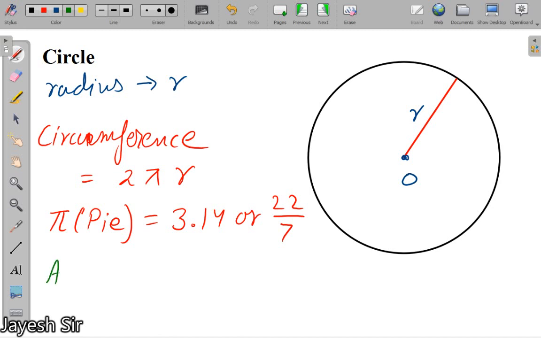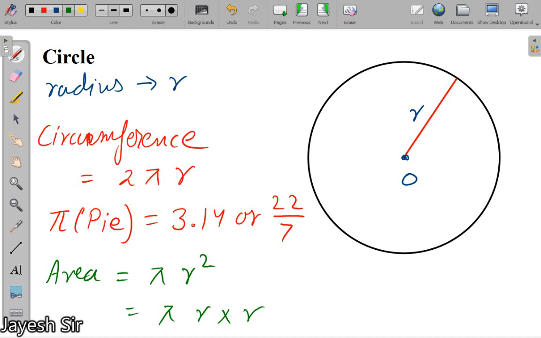Second is area. The area of a circle is pi r square. r square means r into r, that is pi r into r. So with this most of the formulas are covered. And if we require formulas in future exercises, I will discuss those formulas with you.